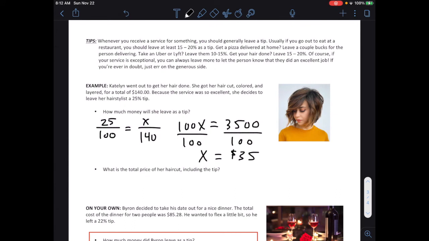Okay, so she's going to give an extra $35 because she felt like the person who cut her hair did an excellent job. And if you look at the picture, I would say, yeah, that's a nice looking haircut. Okay, so the total price for her haircut, including the tip, remember it's a tip, kind of like a tax. We add it to the price. So we have to say 140 plus 35 equals 175. So she paid $175 total for her haircut, including the tip.